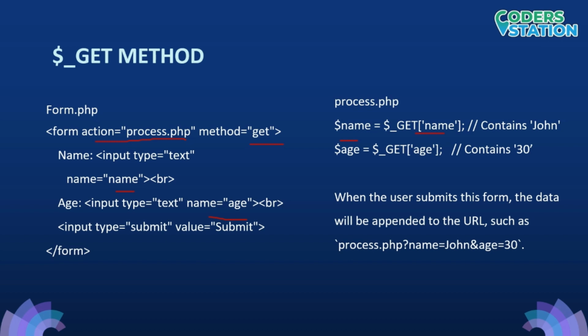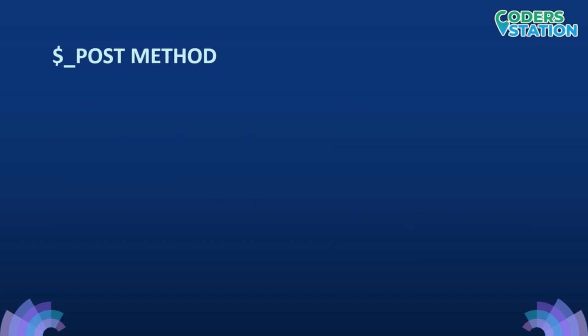So when the user submits this form, the data will be appended to the URL. So this is an example. When in form.php we click submit, then the URL will become process.php?name=John, then it will be appended using an ampersand sign, and then age=30. So this cannot be used to share any password or banking related information because it is clearly visible in the URL. So next up we have the POST method.